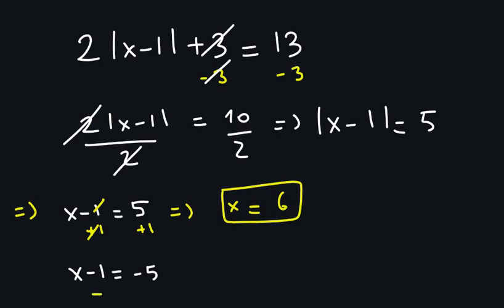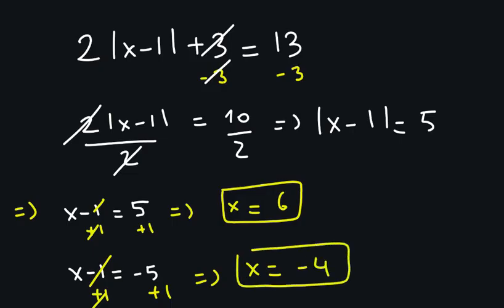So I'm adding 1 to both sides again. So negative 1 plus 1 are cancelled out again. So x equals negative 5 plus 1, which is negative 4. So these are the two possible solutions to the equation. X equals 6 or x equals negative 4.